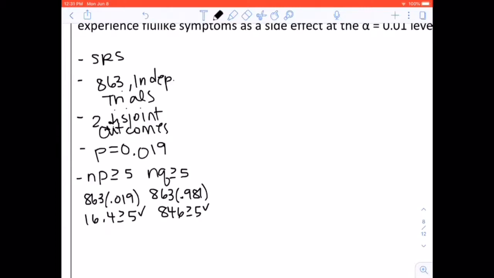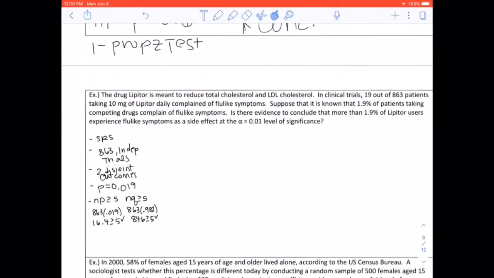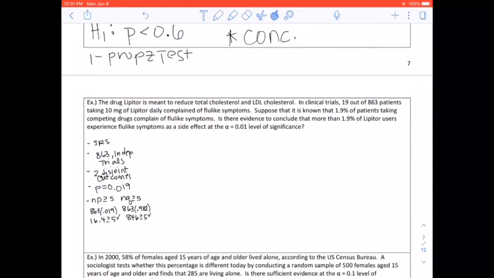In order to do this test, we need to read the problem again and write down our null and our alternative hypotheses. So H0 and H1. So the first question is, are we dealing with a means or a proportion? And this is clearly a proportion that we kind of said already. So I'm going to go ahead and put P's down for proportions and equal sign. That proportion is that flu-like symptom that we have, which is 0.019.